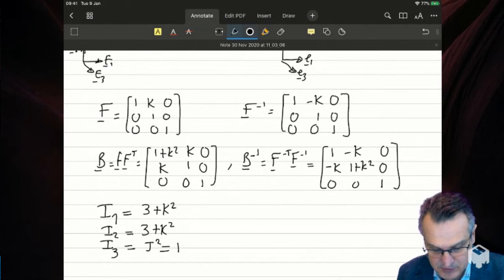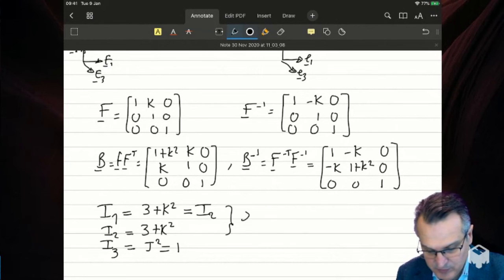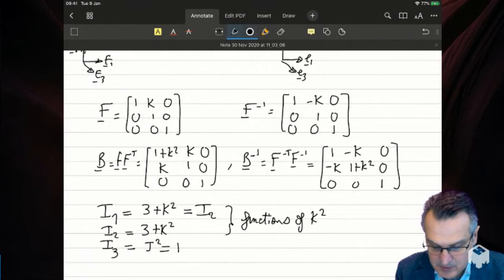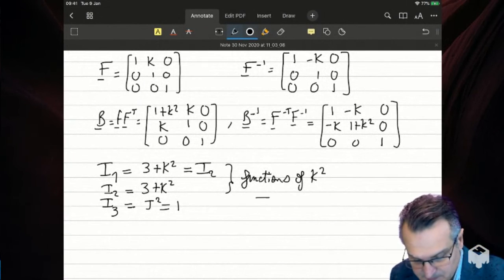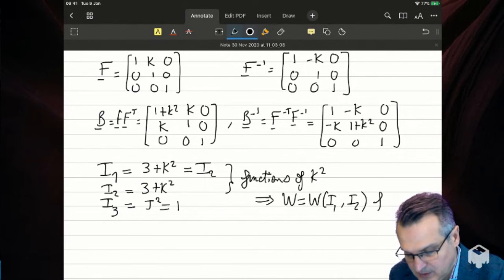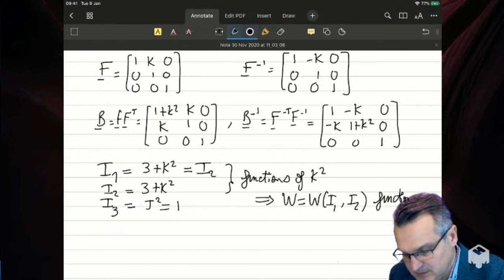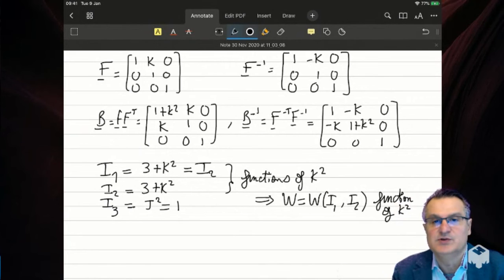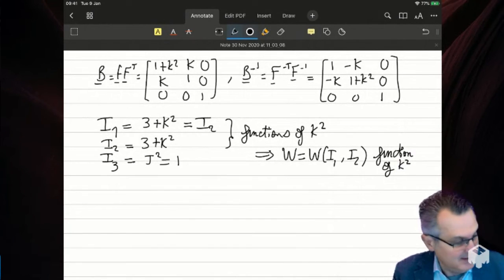All right, we can see, so I1 equals I2, and they're both functions of k squared. So it means that W, which if you remember is a function of I1 and I2 for incompressible solids, is a function of k squared. So it's an even function of k.